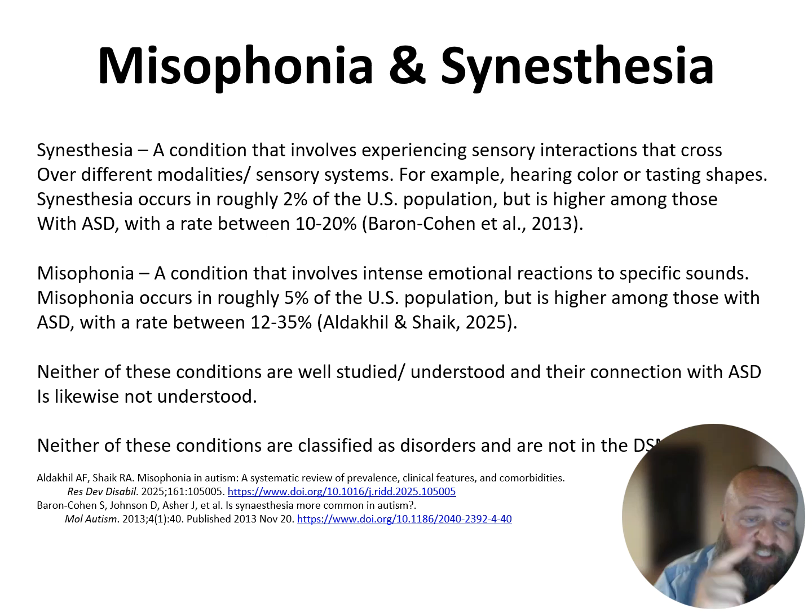So I'll start with synesthesia. Synesthesia is a condition that involves experiencing sensory interactions that cross over different modalities or sensory systems, for example, hearing color or tasting shapes. Synesthesia isn't necessarily that rare, but it's not common either. It's about 2% of the US population. But some studies have suggested it's about 10 to 20% of individuals with ASD. Why? We don't really know.